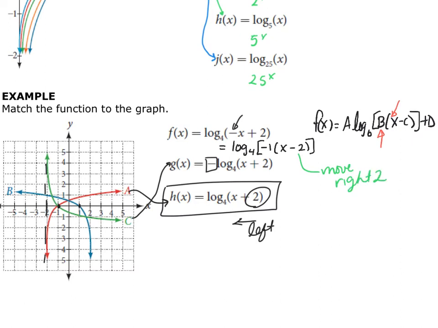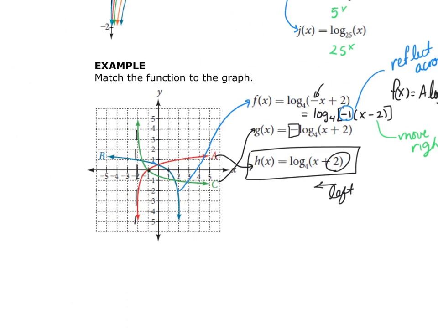And when I'm moving right 2, I have this reflection across the y-axis. So even if I didn't have it by process of elimination, I could have reasoned through that, and so that graph, which is b, goes with f of x.